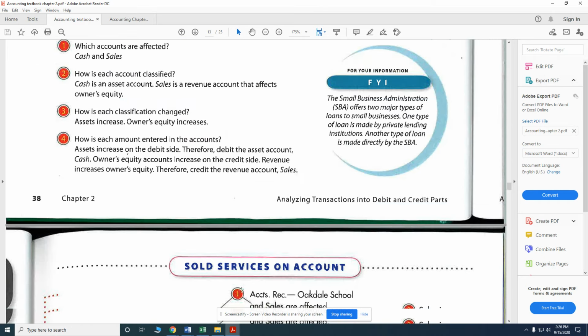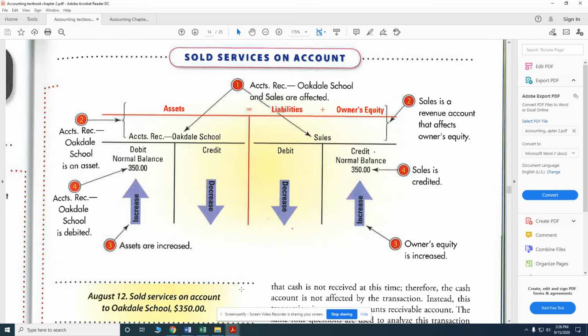And then we have a sale again to Oakdale School. So remember, sales are recorded when they occur. The sale is happening right now on the 12th. So we're going to debit accounts receivable. The balance for Oakdale is increasing. So plus 350 on the left and then plus 350 on the right.